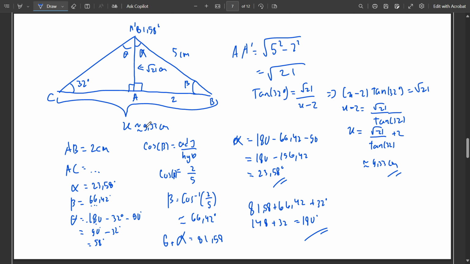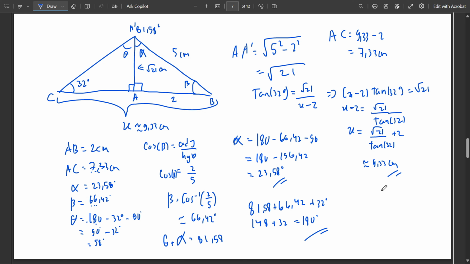Well, we know x now. We can find AC by substituting x into x minus 2. So our AC here is 9.33 minus 2, and that would become 7.33 centimeters. Okay, nice. So this is 7.33 centimeters.